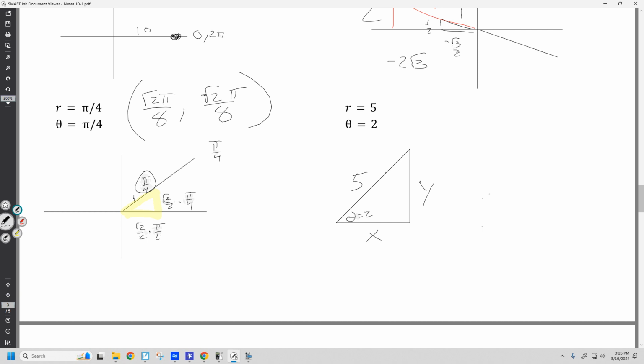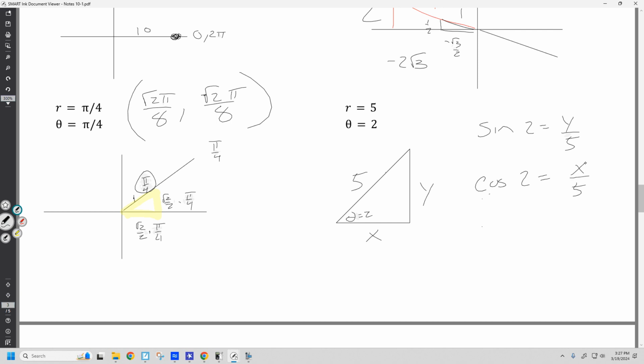What's great about trigonometry? If you have an angle in a right triangle and any of the side lengths, you can use trigonometry to find the other side length. Why? Because the sine of the angle equals the opposite over the hypotenuse. The cosine of the angle equals the adjacent over the hypotenuse.